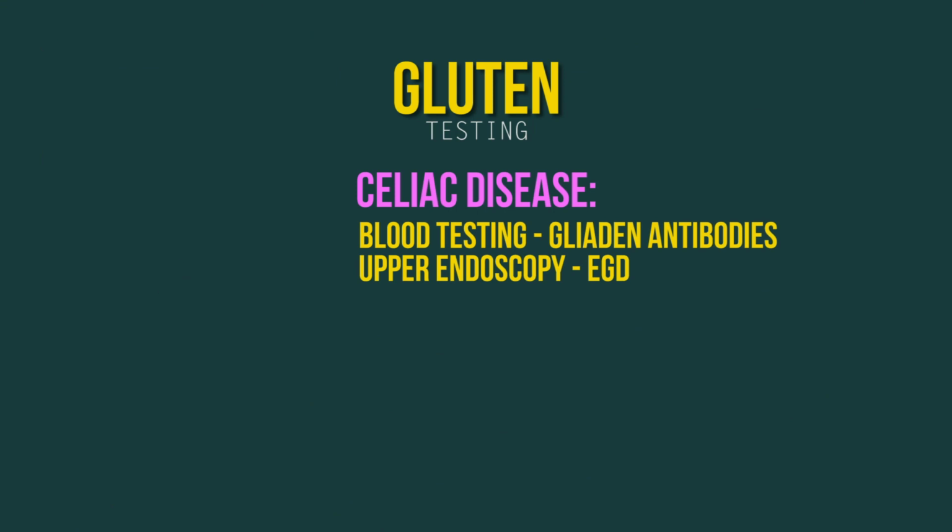Now, if we have somebody who has an elevated TTG based on the blood testing on a gluten-rich diet, we typically then want to do an upper endoscopy or an EGD, which is a very small camera. We take a look down the esophagus. We take biopsies of your small intestine. We look at it under a little microscope to see if those villi are there or if they're cut off and you don't have them anymore.